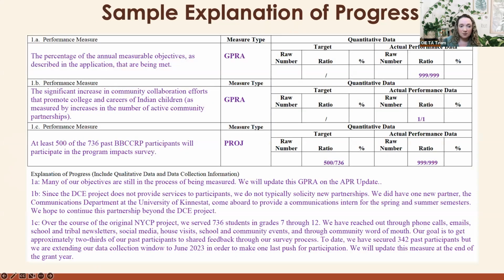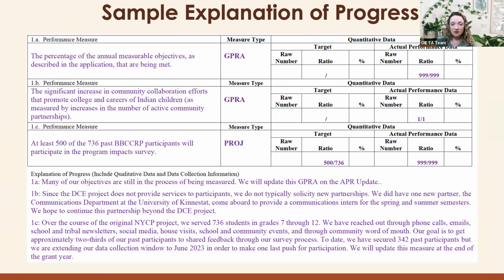So in this example, you can see I don't have data for 2 measures. I do for 1. So for 1A, I don't have a huge amount of information because that's just my GEPRA about how many objectives I'm meeting. So I'm letting you know, many of our objectives are still in the process of being measured. So we're going to update this GEPRA when we do our APR update. But for the other two, I need more information.